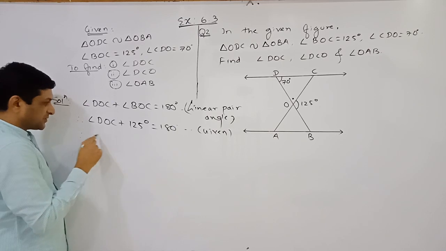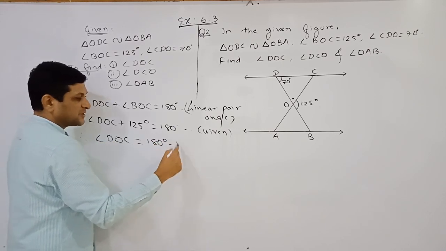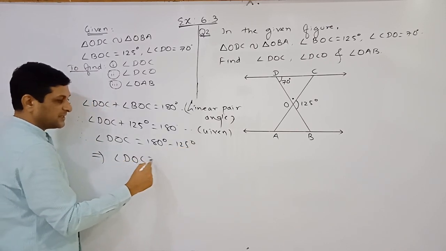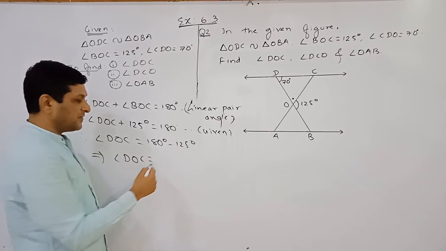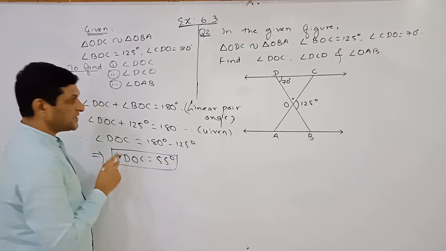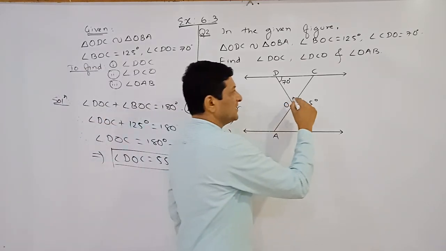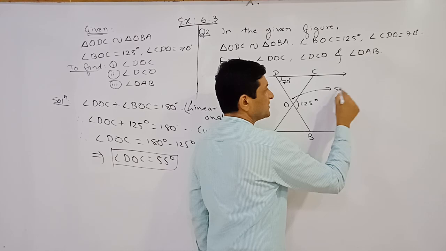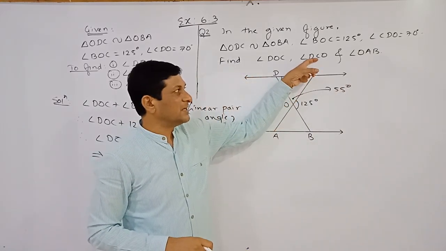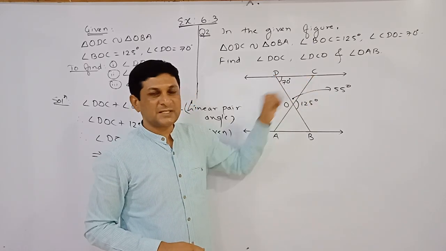So angle DOC is equal to 180 degrees minus 125 degrees, which implies that angle DOC is equal to 55 degrees. In this way we have got our first required angle, angle DOC. Now the second required value is angle DCO. Angle DCO means we have to find this second angle.